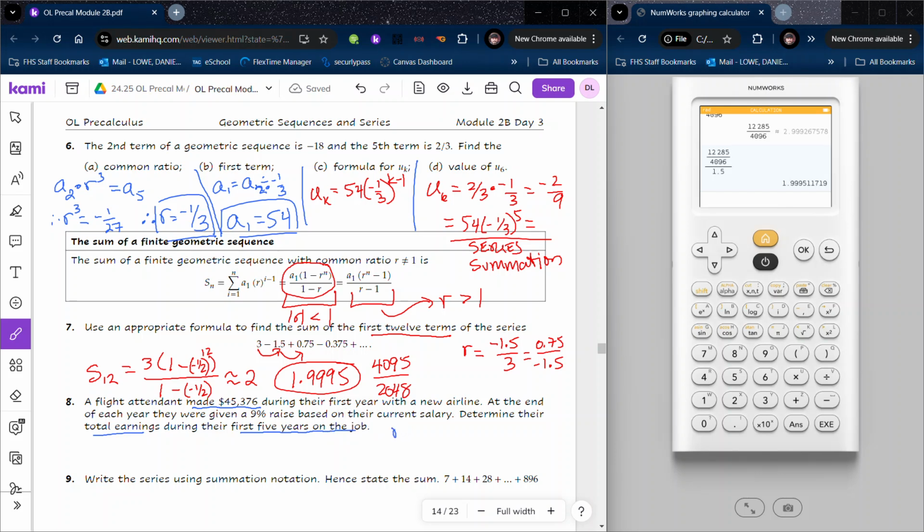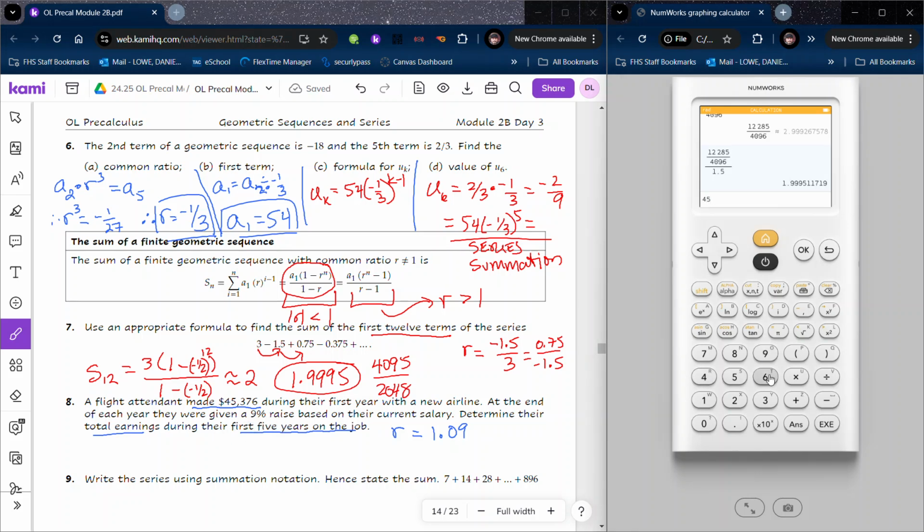All right, so what do I know? My ratio is going to be 1.09. Each year I'm going to be multiplying by 1.09 because I'm getting a 9% raise. So if I had 45,376 in the first year, the second year would give me 49,459 and 84 cents. The third year would give me 53,911 and 22.2256, so about 23 cents. Notice each time I'm multiplying by 1.09, so that's my common ratio.